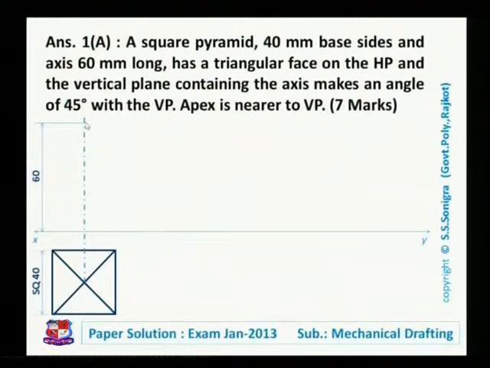Put one point here. Now from the top view points draw projection lines, from one end and from the other end. These projection lines cut the XY line at 2 points, one over here, two over here. Now join these 3 points, 1, 2 and 3, with straight lines, and it's a triangle. So we have drawn the first line of the given problem: a square pyramid, 40 mm base sides and axis 60 mm long.